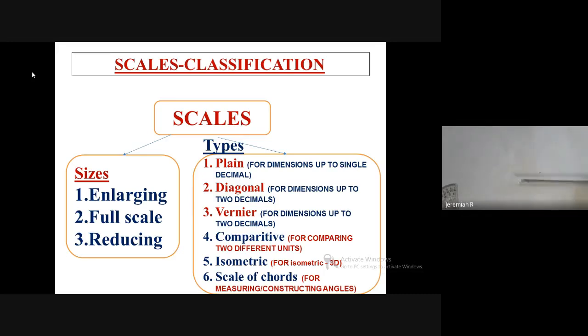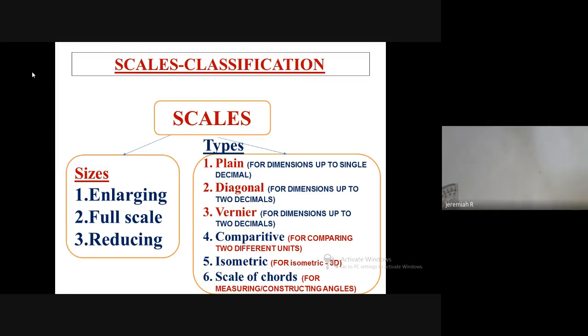So plain scale is only single decimal, so 15.6, that means single decimal. Diagonal means 15.26, so after the point you can measure 2 decimals. If it is a vernier, 15.36, after the point you can measure 2 decimals. This is vernier scale.